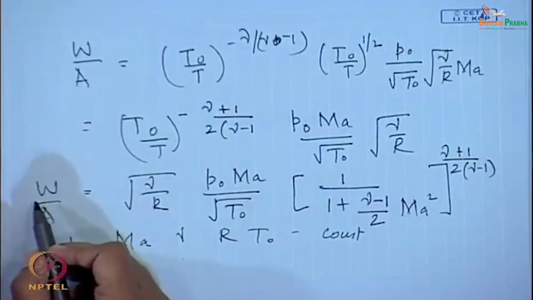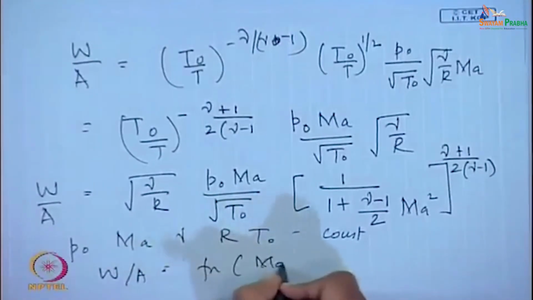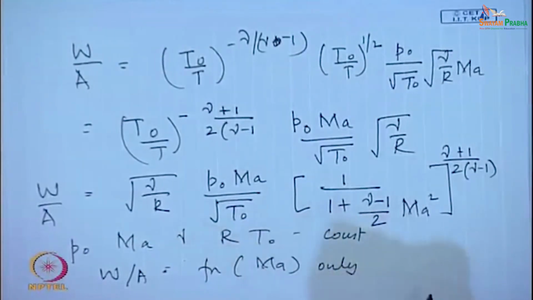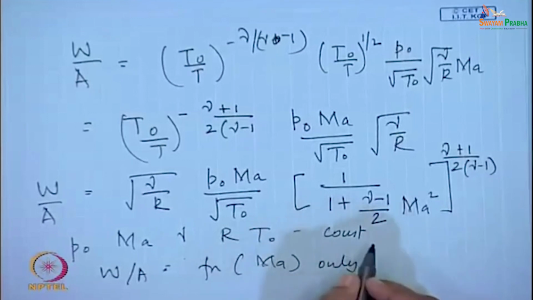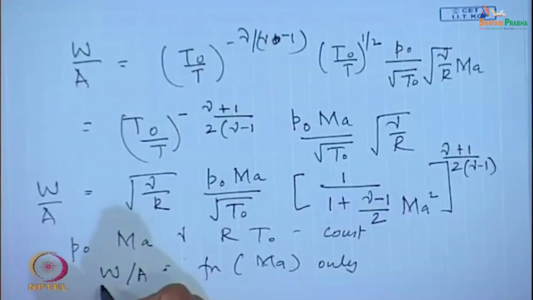So, gradually I would like to show you the importance of Mach number and why Mach number equal to 1 is so very important. That is what I would like to show you. Okay. So, therefore, we know W by A is a function of Mach number only, it does not depend on anything else. Okay. So, therefore, by varying Mach number we can vary this.